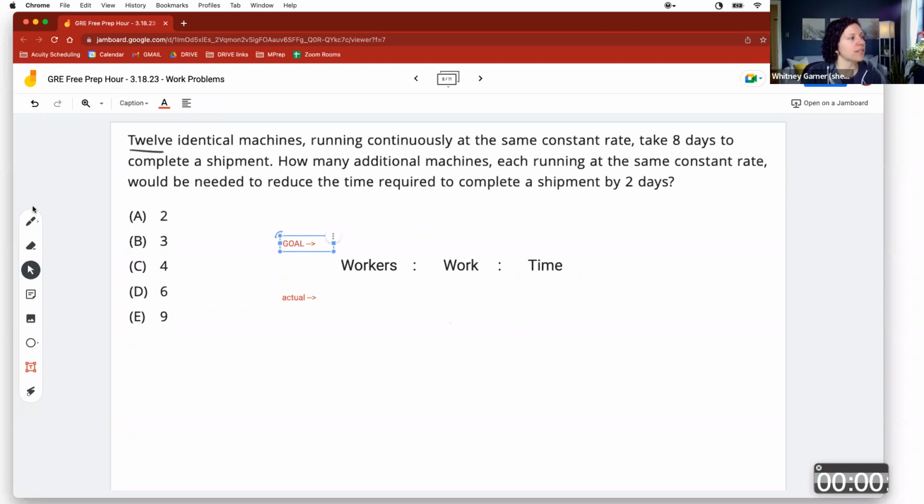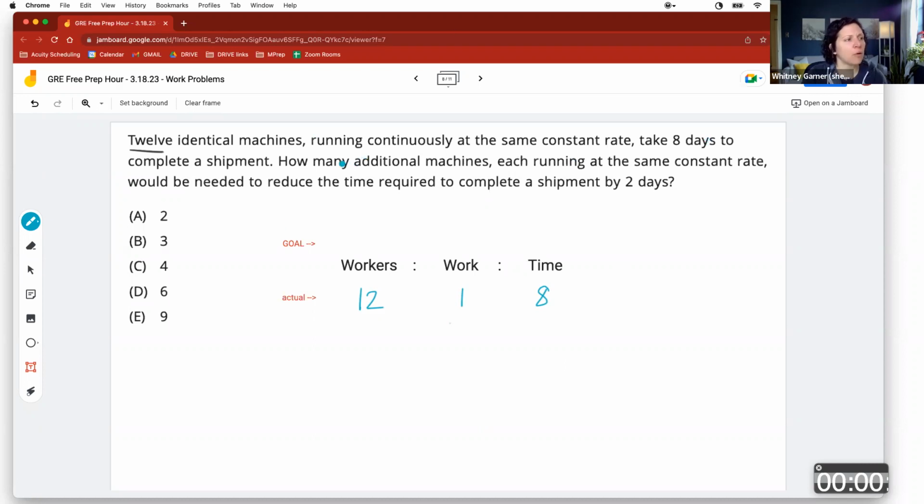Okay. So where do I start? I start with 12 identical machines, so 12 workers, running constantly at the same rate, because they always will be, take 8 days time to complete one shipment.